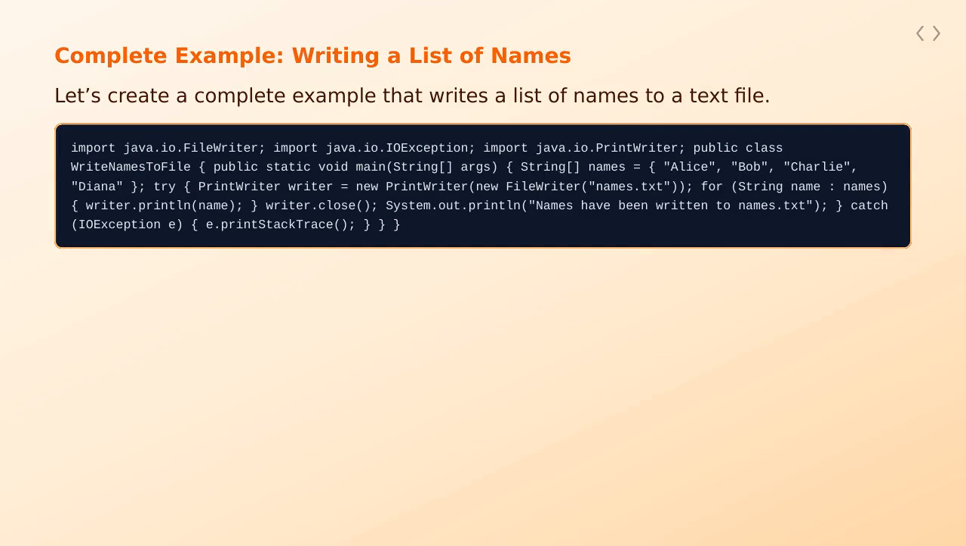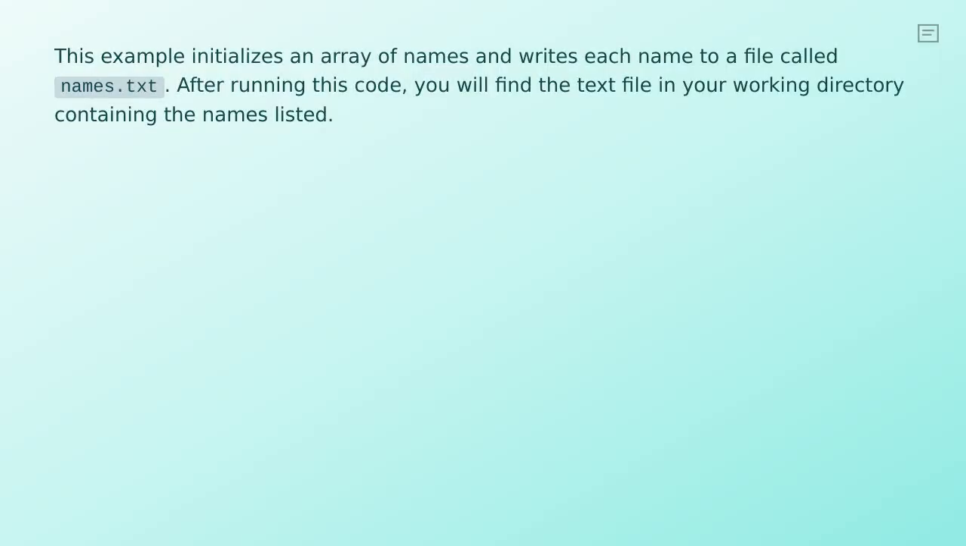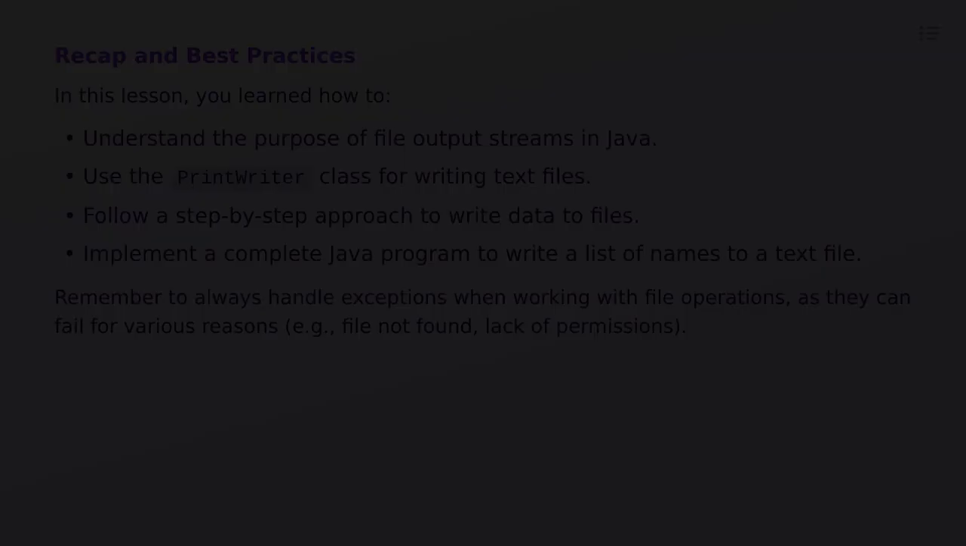Let's move on to a complete example, writing a list of names. Let's create a complete example that writes a list of names to a text file. This slide introduces a class definition. Study the structure in the code sample. Now, this example initializes an array of names and writes each name to a file called names.txt. After running this code, you will find the text file in your working directory containing the names listed.